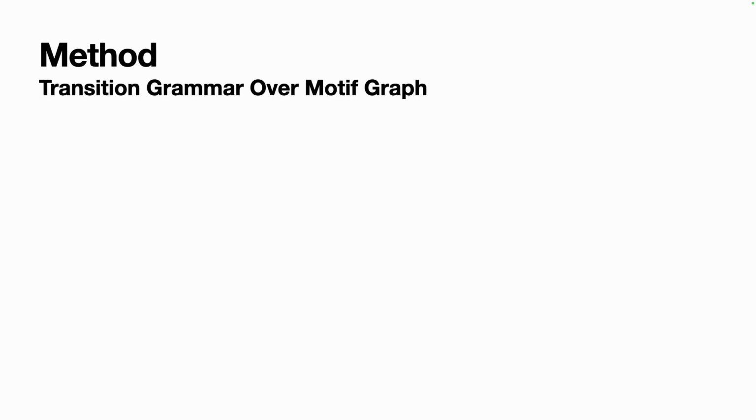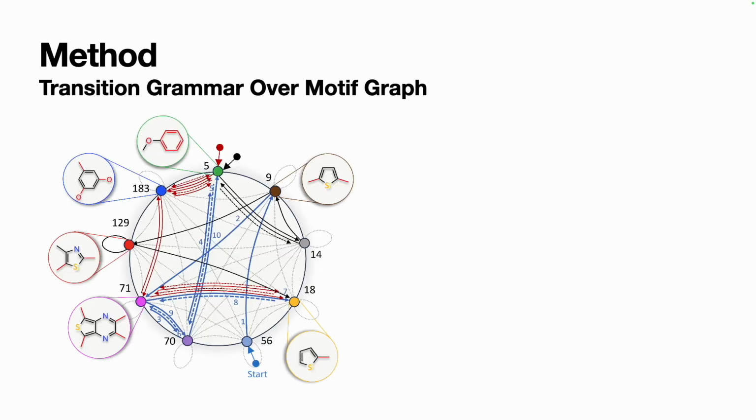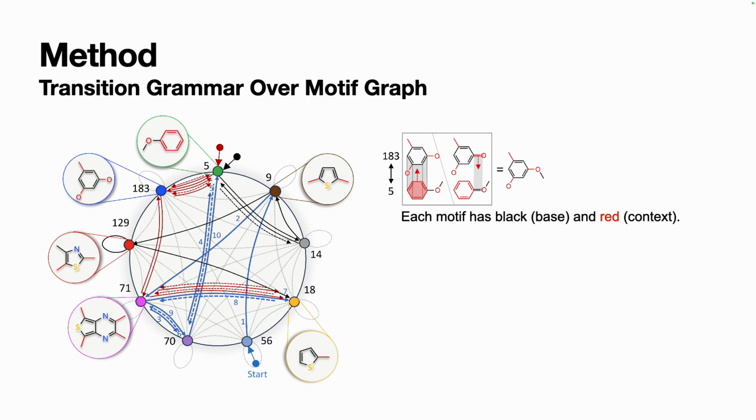Now, we describe what the grammar in our work refers to, motivated by the way we have processed the data. Our grammar is implemented as a motif graph, where each node is a motif and random walks can be traversed to construct different molecules. Each node in this graph keeps both the base fragment and the context fragment, highlighted with red. For example, motif 5 is a carbon single bonded to an oxygen, but additionally it specifies it needs a context of a benzene ring to transition to another motif.